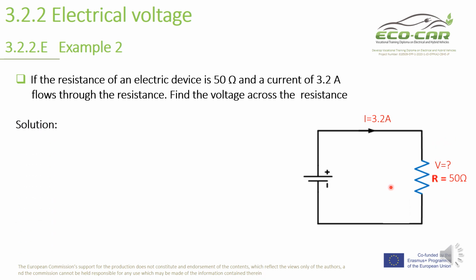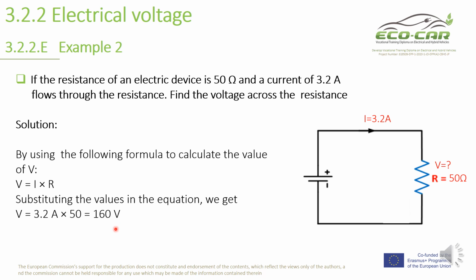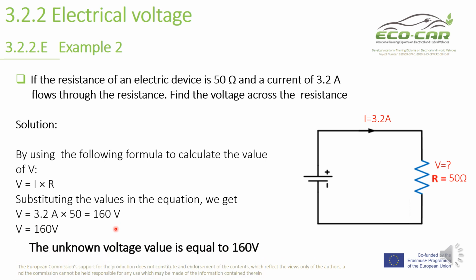Solution: by using the formula of Ohm's law, voltage equals the current multiplied by the resistance. So voltage equals 3.2 ampere multiplied by 50, so it equals 160 volt. So the voltage is 160 volt across this resistor.